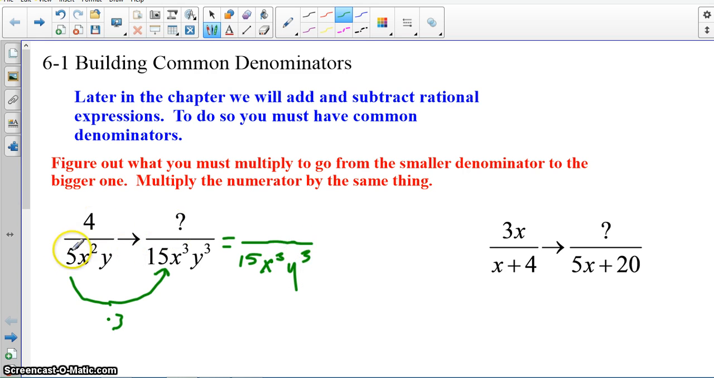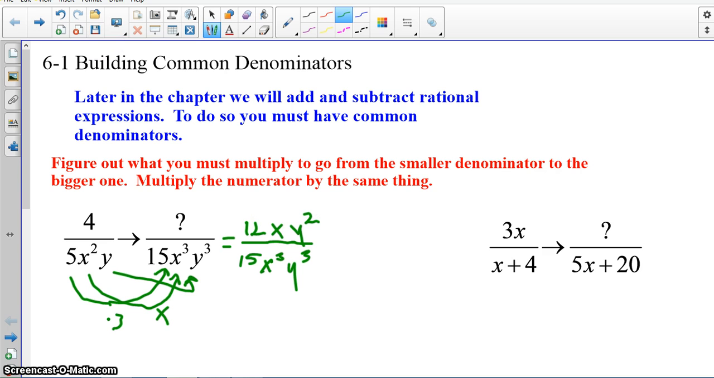Okay, so to go from 5 to 15, we multiply by 3, so we go 4 times 3, so we get 12. Okay, to go from x squared to x cubed, we multiply by x. x squared times x gives us x cubed, so we better multiply the numerator by x. So I basically have to throw an x here. And last but not least, we have the y. Let's see if I can draw this in a way that's not super confusing. To go from y to y cubed, we have to multiply by y squared. So we have to put the y squared up top. Okay, so there you go.